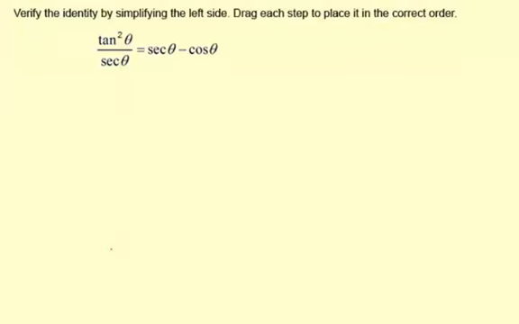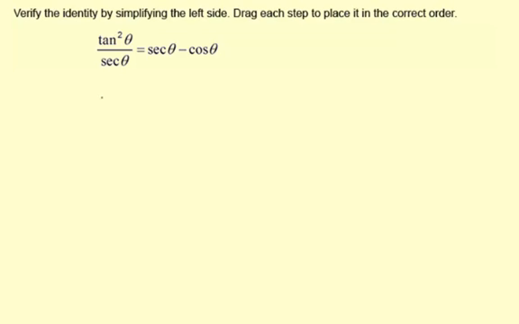Verify the identity by simplifying the left side. Then you're going to drag each step to place it in the correct order. Well, I'm just going to do the simplifying of the left side of the identity, and then we're not going to worry about dragging each step to place it in the correct order. You can go ahead and handle that.